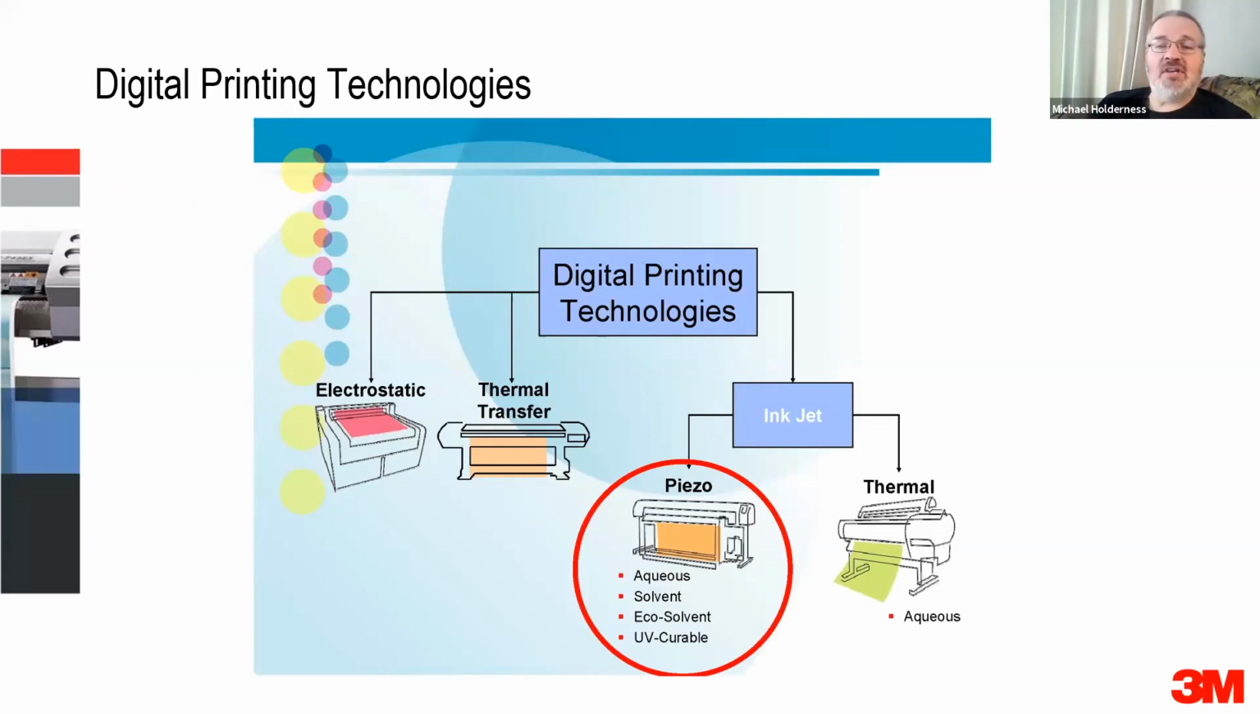Okay, looking back at the printing technologies and where we've come from. The original printing technologies that 3M were involved in were the electrostatic printers. The best example of an electrostatic printer would be a photocopier. A photocopier uses an electrostatic charge to pick up toner particles and fuses it onto paper. 3M had a printer like that called the Scotch Print 2000.